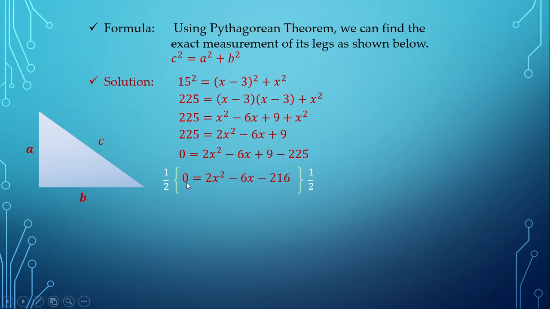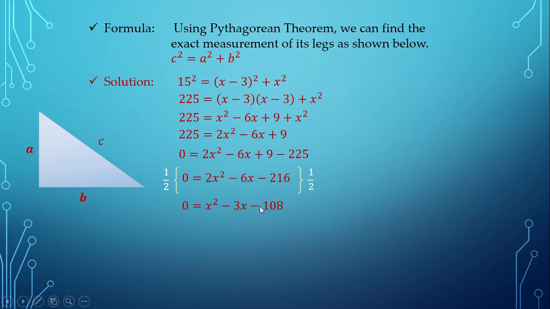Okay, I multiply 1/2 on both sides. The very purpose when I multiply 1/2 on both sides is to reduce, or simply put, divide by 2. So we divide each term by 2: 2x squared divided by 2, minus 6x divided by 2, minus 216 divided by 2. To reduce the equation, 2x squared divided by 2 is just x squared, 6x divided by 2 is just 3x, and 216 divided by 2 is just 108. Copy the minus signs.